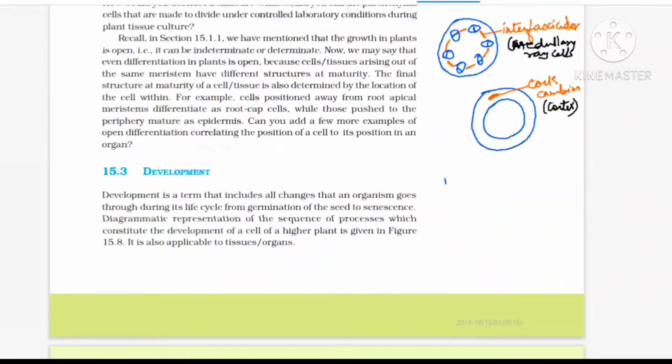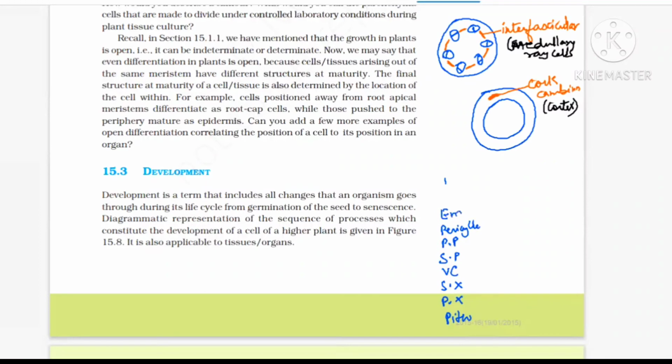Let us write here. See, I'll write it. This is your pith. Then this is your primary xylem. This is secondary xylem. This is vascular cambium. This is secondary phloem, primary phloem, pericycle, endodermis, okay, primary cortex, secondary cortex, cork cambium, and cork. Now, which are the products which are redifferentiated and which are dedifferentiated? Just 1 minute.